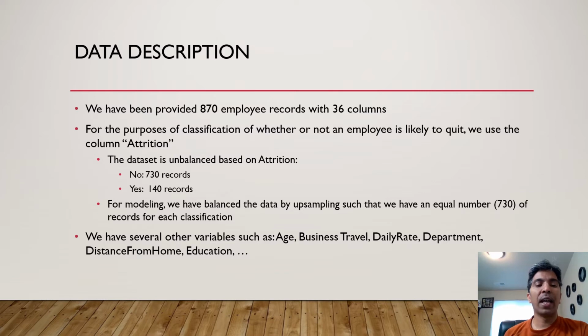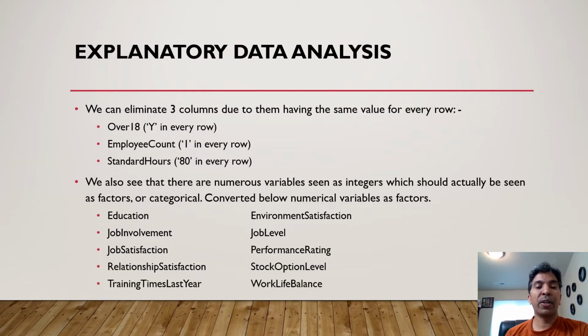We have been provided 870 employee records with 36 columns. For the purpose of classification, whether or not an employee is likely to quit, we use column attrition. The dataset is unbalanced. The dataset contains 730 records with a no response and 140 records with yes response. For modeling purposes, we have balanced the dataset by upsampling such that we have an equal number of records for each classification. There are so many variables in the dataset such as age, business travel, daily rate, department, distance from home, education, etc.